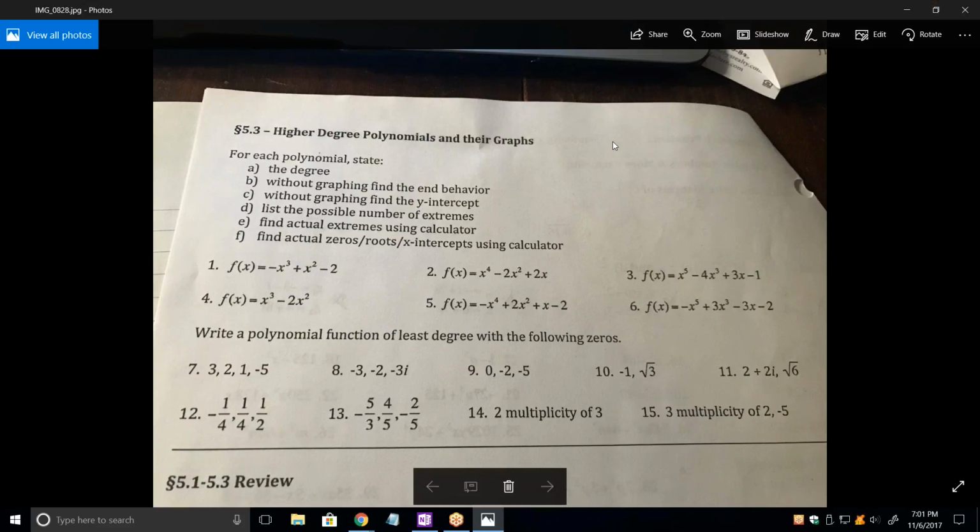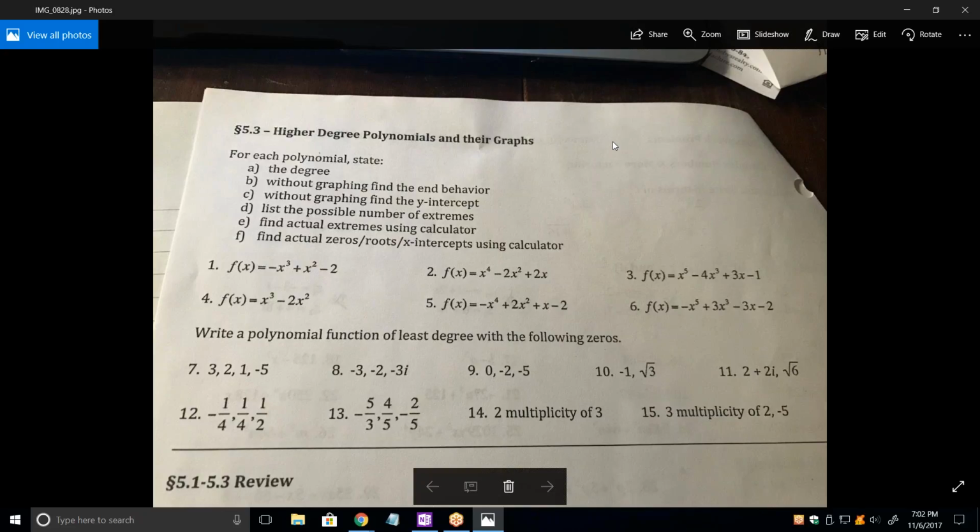All right, for each polynomial, state the following things. Let's start with the degree. What's the degree of number 1? It's cubed, so would it be 3? Or would it be cubed? No, 3 is the degree. Number 2, the degree is what? Number 2 is 4.